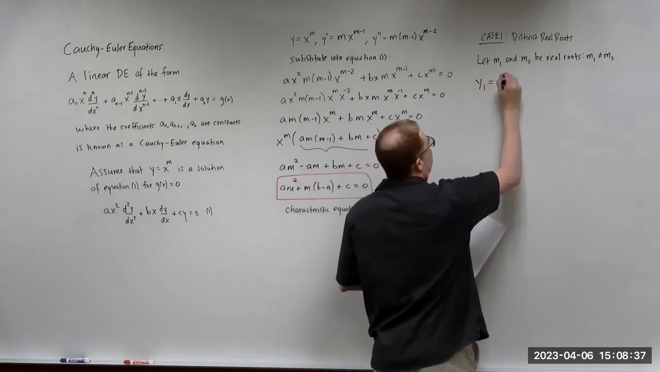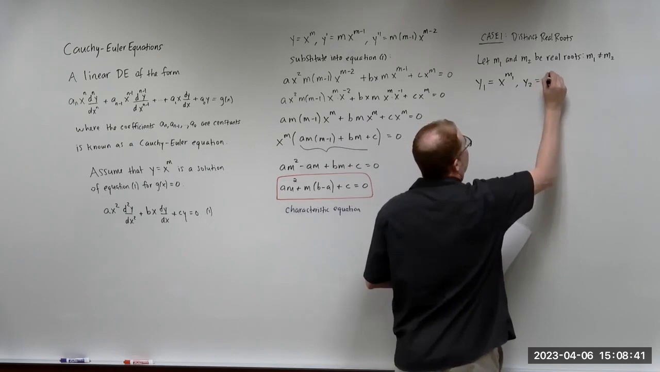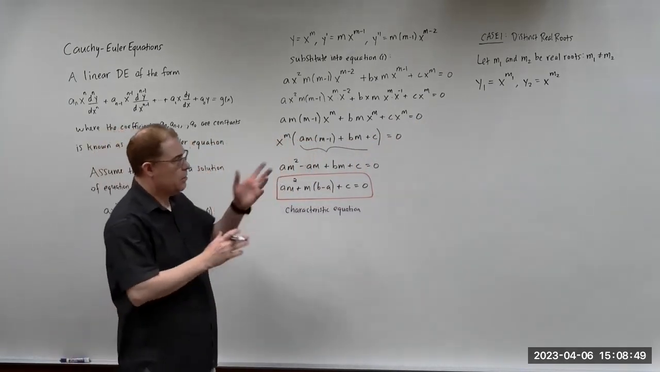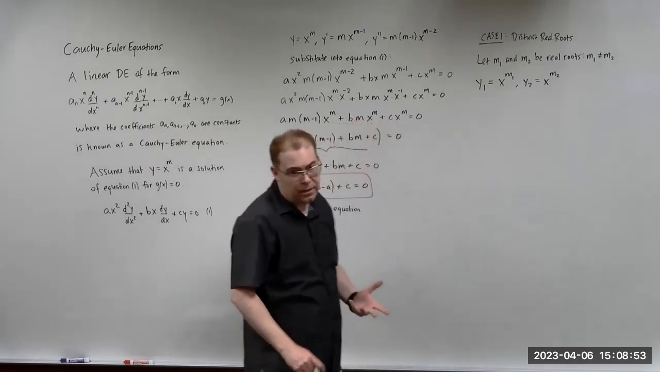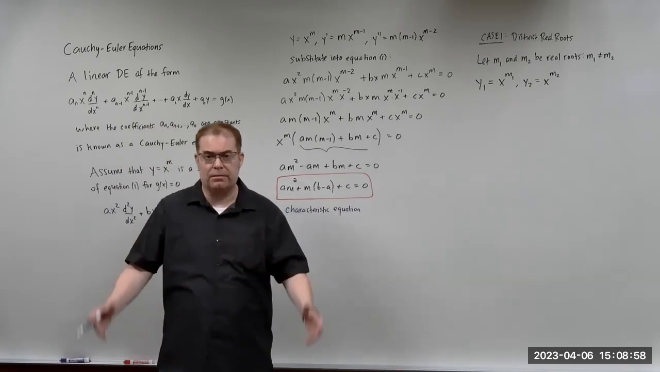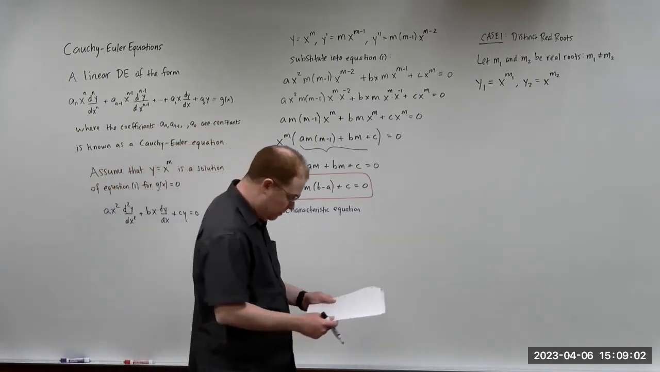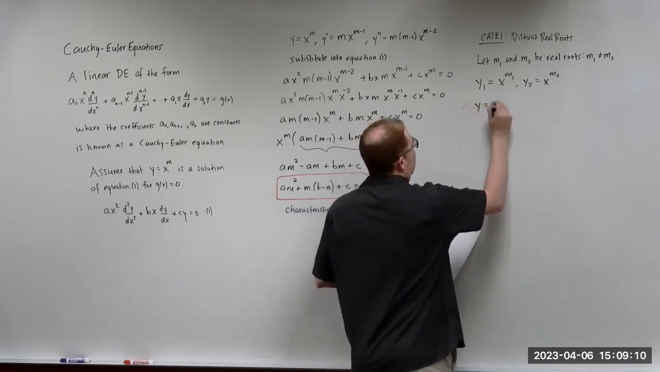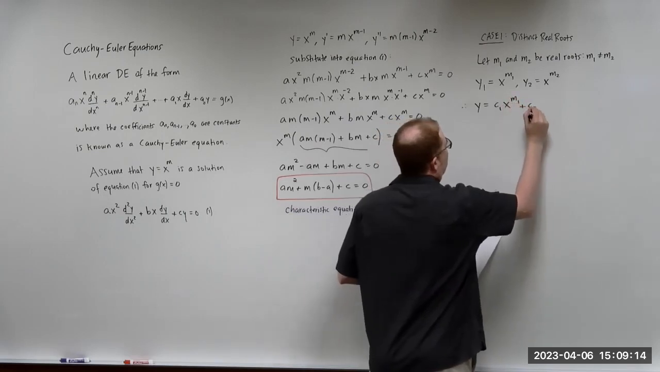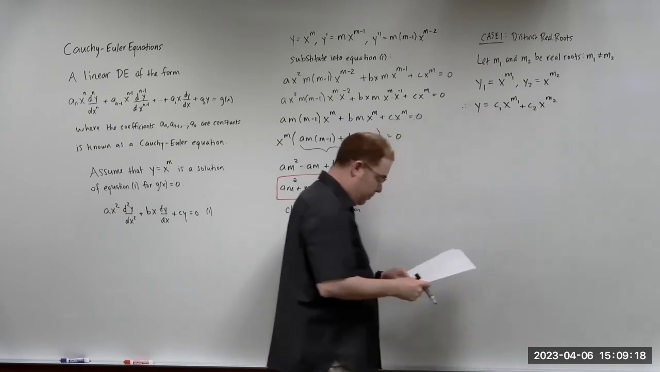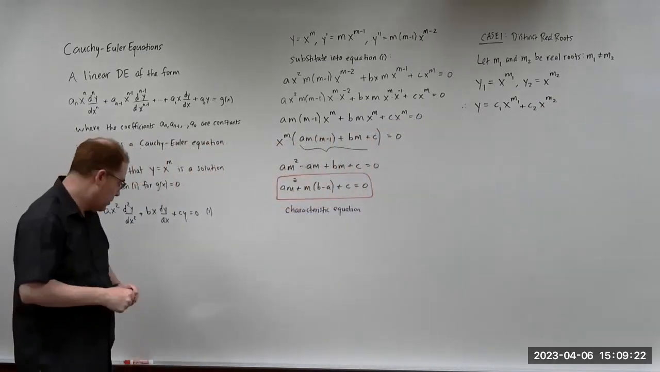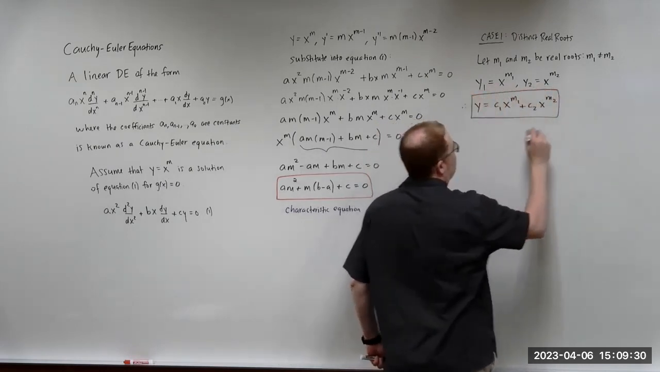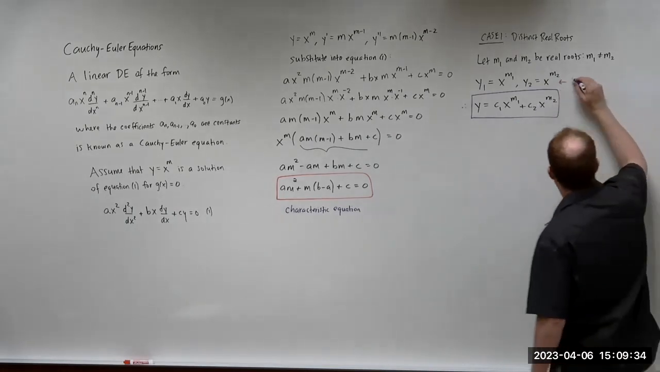So y1 is going to be equal to x to the power m1, and y2 is going to be equal to x to the power m2. Those are our basic solutions. It can be easily shown that these are linearly independent, and therefore we can take the linear combination of those, which gives us our general solution. Okay, so there's our general solution. And remember, these are just the basis of our solution set.